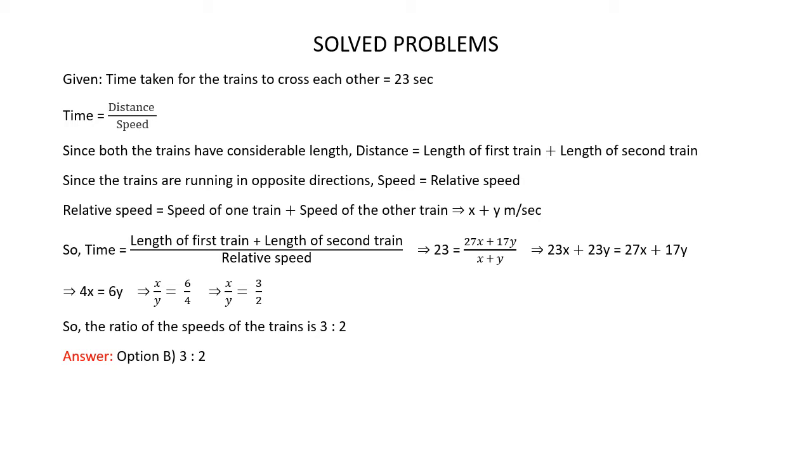On solving this, we get x by y is equal to 3 by 2. So the ratio of the speeds of the trains is 3 is to 2. So the correct answer is option B, 3 is to 2.